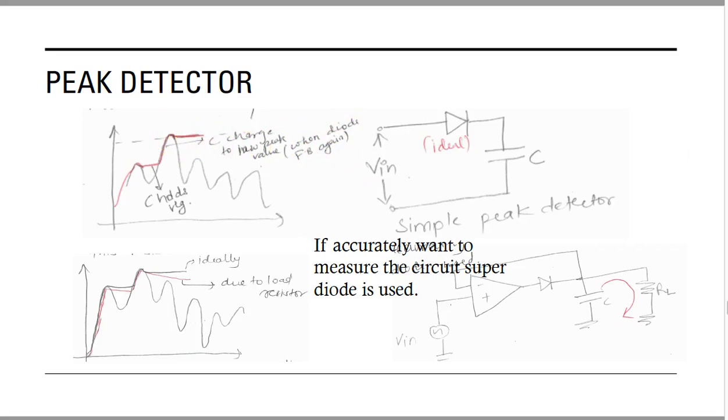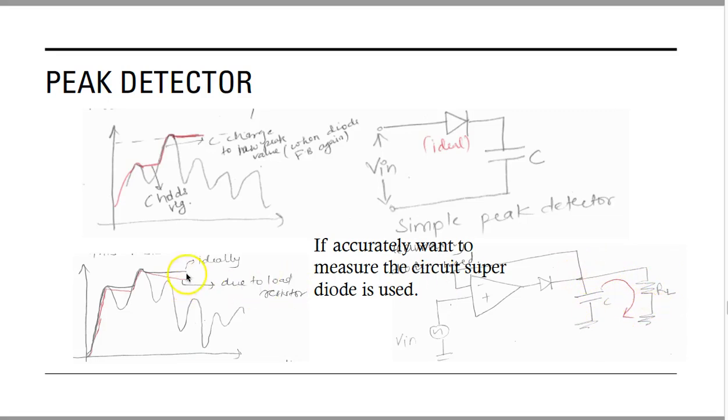Now, if you want to accurately measure the circuit, then you can use the super diode along with this op-amp. In this way, you can connect the circuit, and some finite amount of load you can connect in this way to the output terminal. Because of this load, the capacitor which is here will discharge through this resistance. So you have load connected here. If the capacitor has to discharge, then it will discharge through this load.